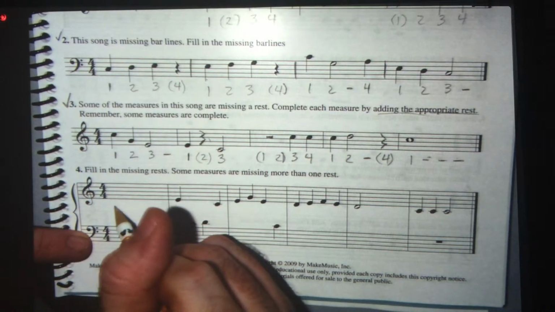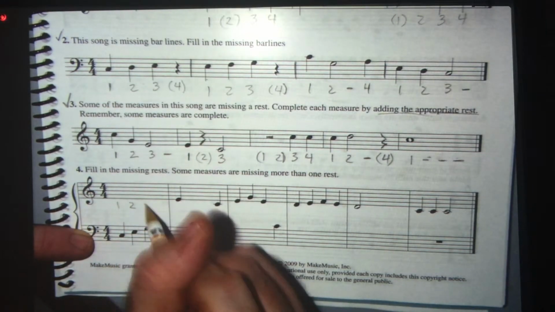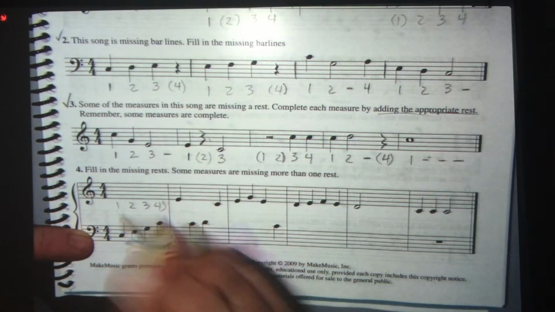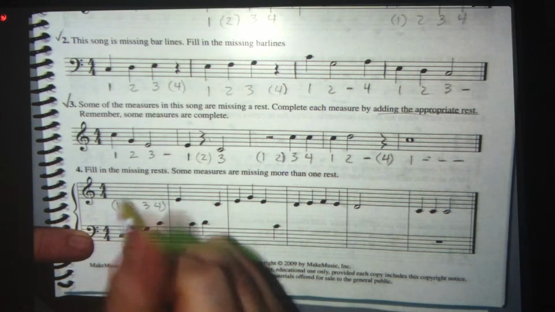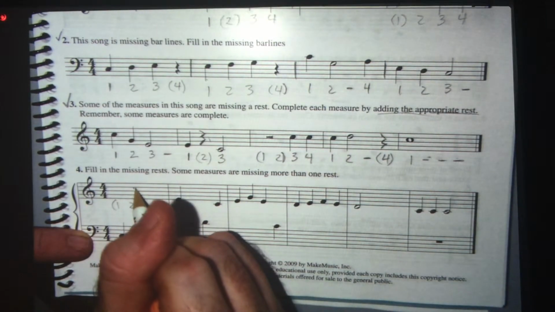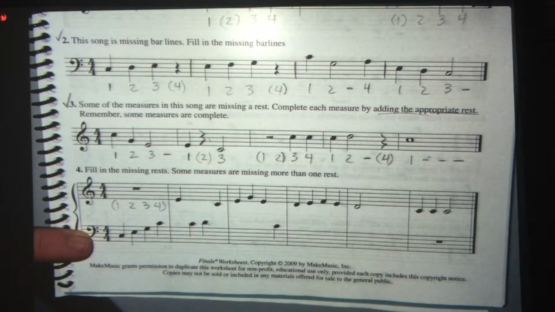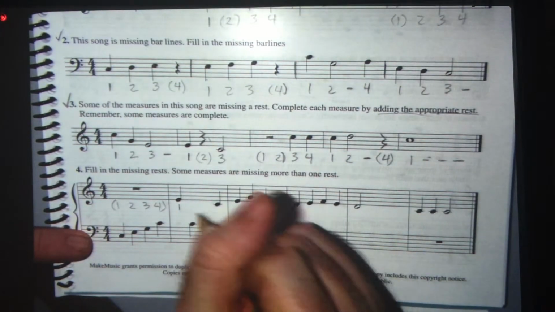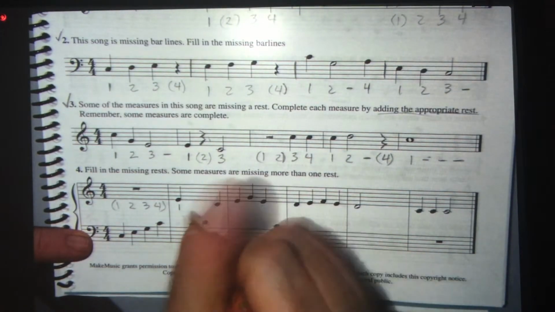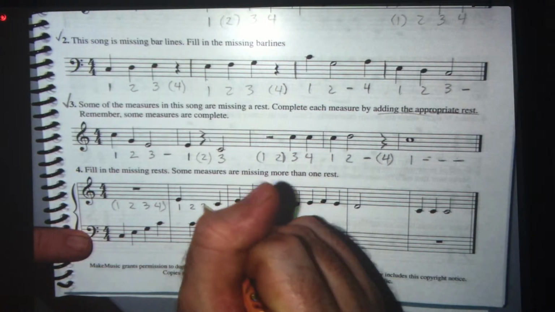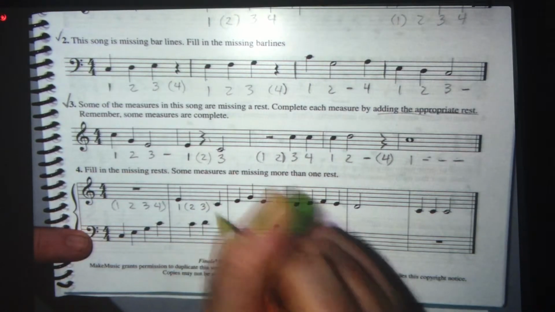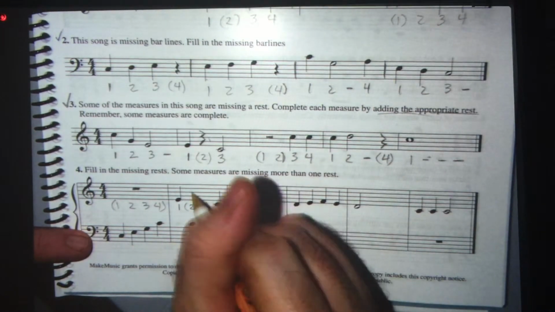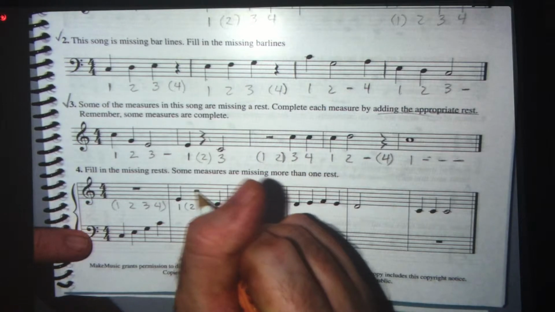This is missing, it looks like 1, 2, 3, 4. 4 beats. I'm going to draw that here. There you go. Upside down whole note rest there. This would be 1. Then we're missing, looks like 2, 3 in this case. And here's B4. So we need a half rest.